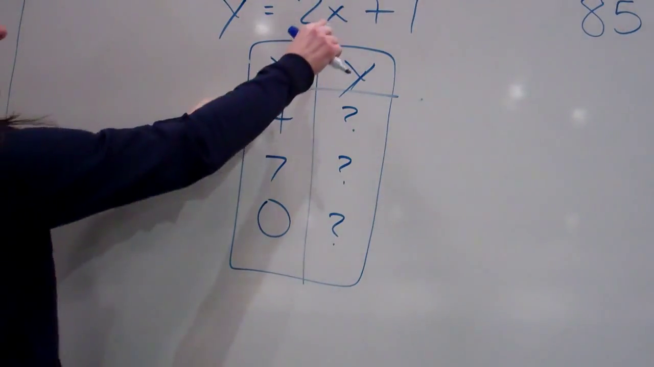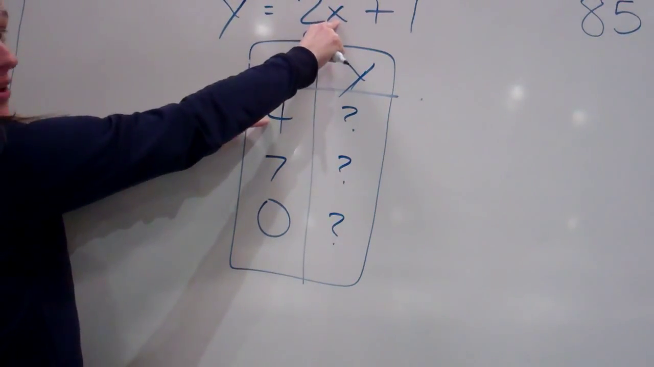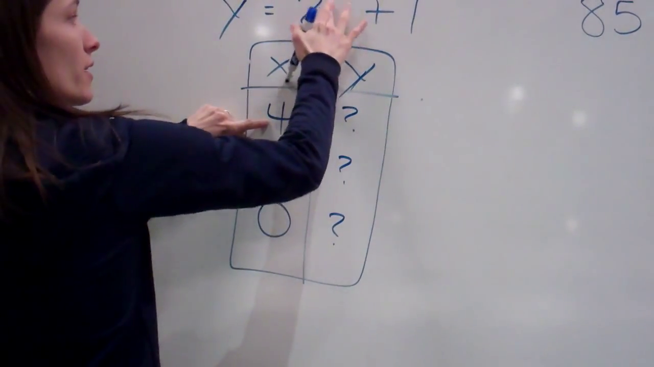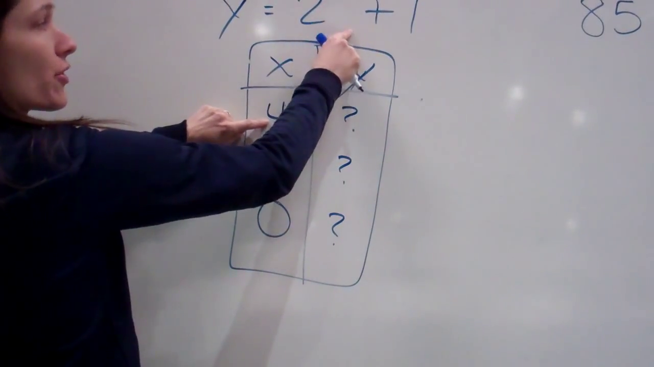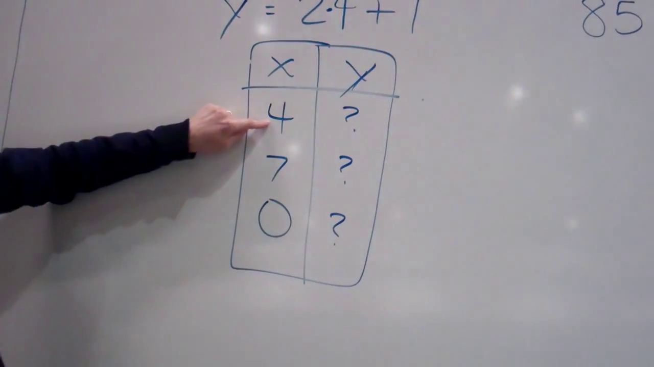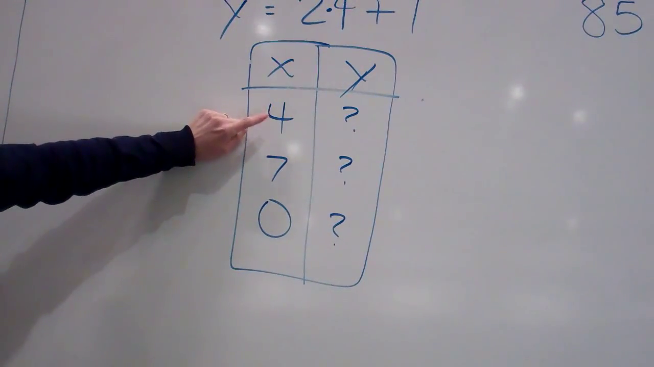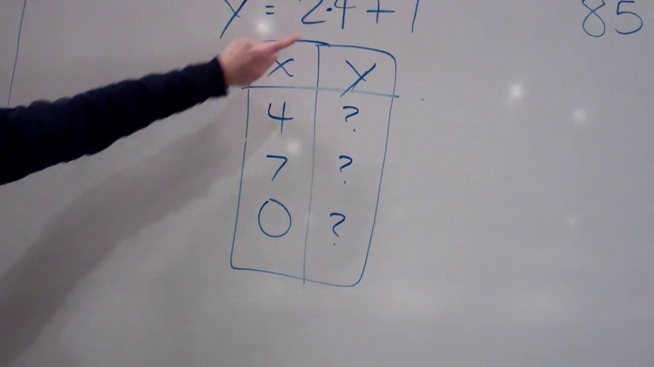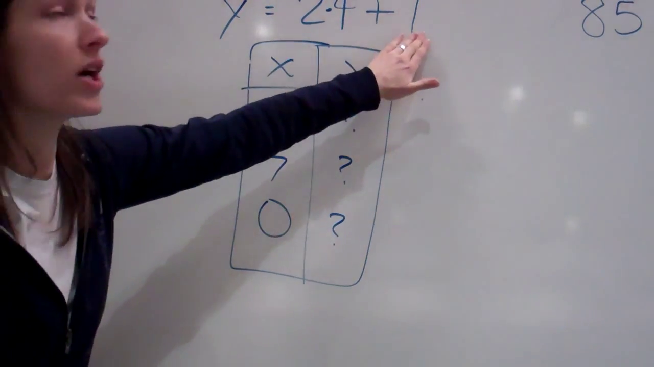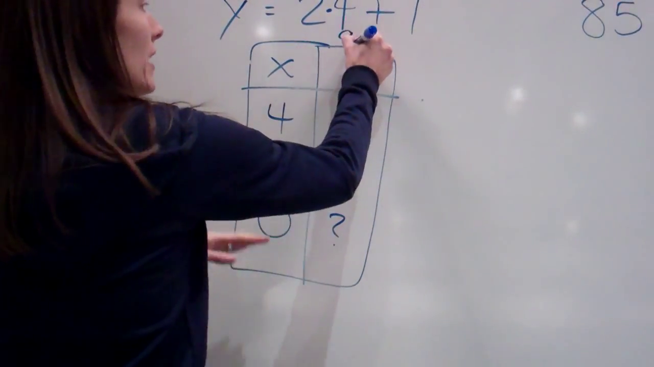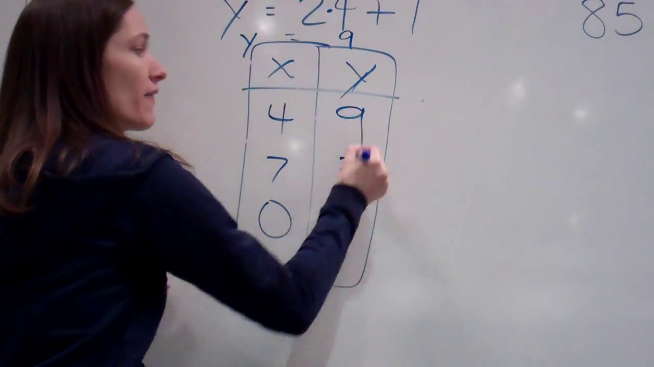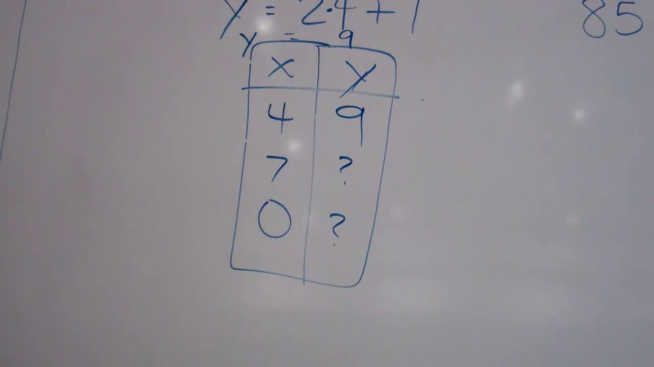I'm going to take and put, instead of having an x there, I'm going to put my first number that's in my x column. Okay, and any number that is next to a letter means to multiply. Everybody remembers that. So 2 times 4. Can I discover what y is just by inserting what x is? Yes. So I put 4 in that spot. That was x. And so now I'm going to go 2 times 4, 8, plus 1 is 9. So y equals 9. So guess what? We discovered what it is just by putting that number in.